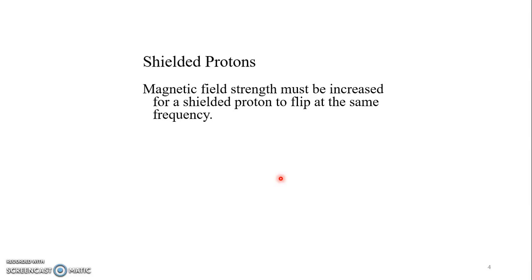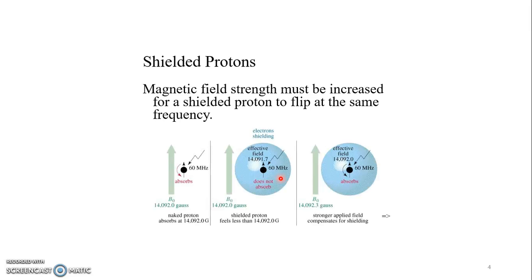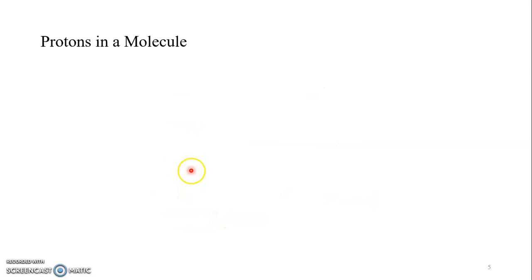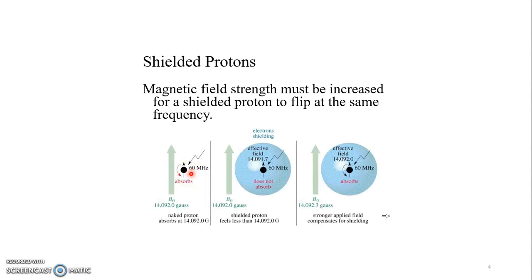The magnetic field strength must be increased for a shielded proton to flip at the same frequency. When we consider this image, this is an isolated proton, or a naked proton, and it absorbs at around 14,092 Gauss, the unit of magnetic field, when we are giving an external frequency of 60 megahertz.